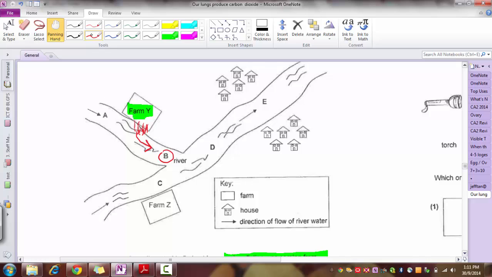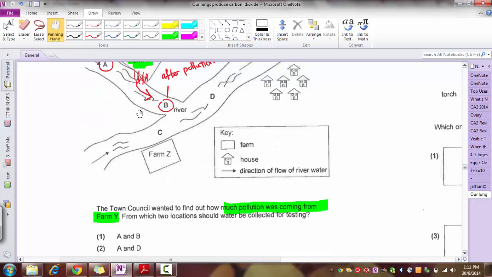I should be testing at A, because A is before pollution. So I can compare with A, because B is after pollution. My test is very obvious. If there's a lot more pollution at B, definitely it is contributed by the farm. If at A I have no pollution, but at B I have a lot of pollution, then obviously farm Y is the only culprit. So that's how you get your answer.